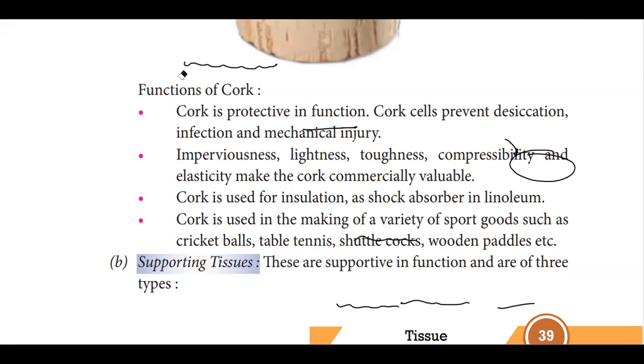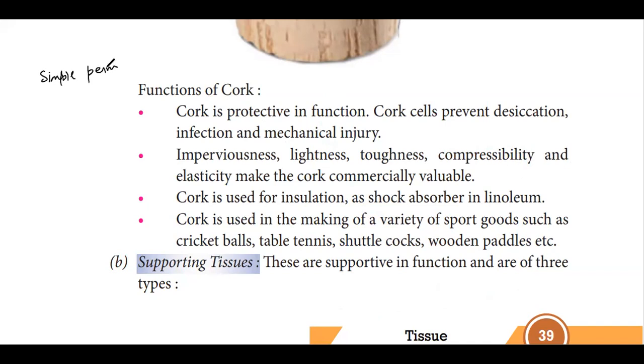So actually we have two types of tissue. Let me tell you once again. One is the simple permanent tissue. We have divided simple permanent tissue into two parts. One is the one that forms the outer layer, and that is the epidermis.